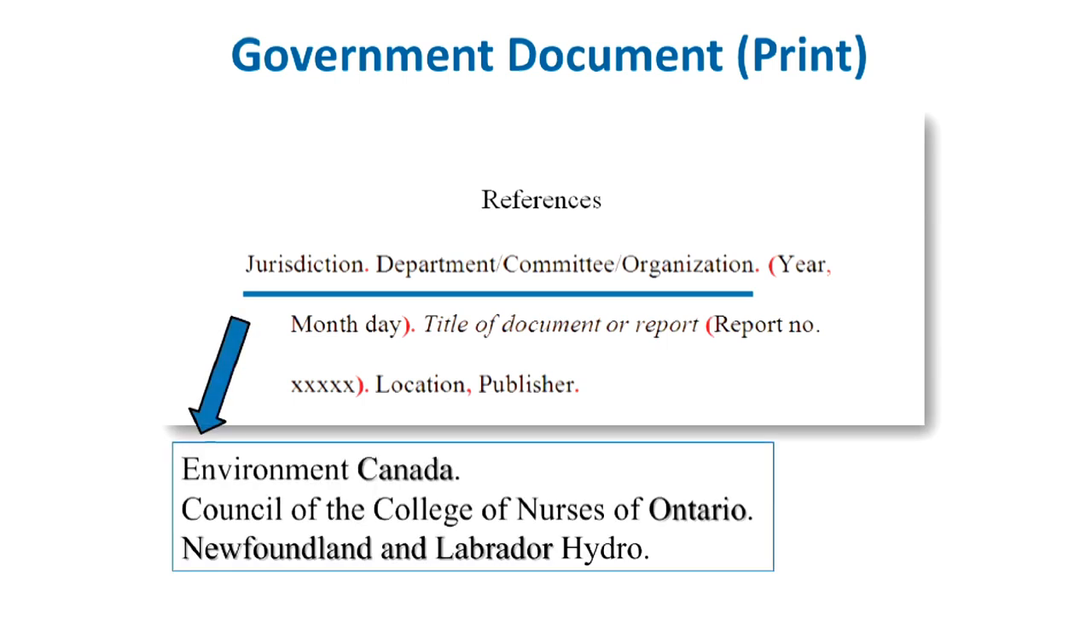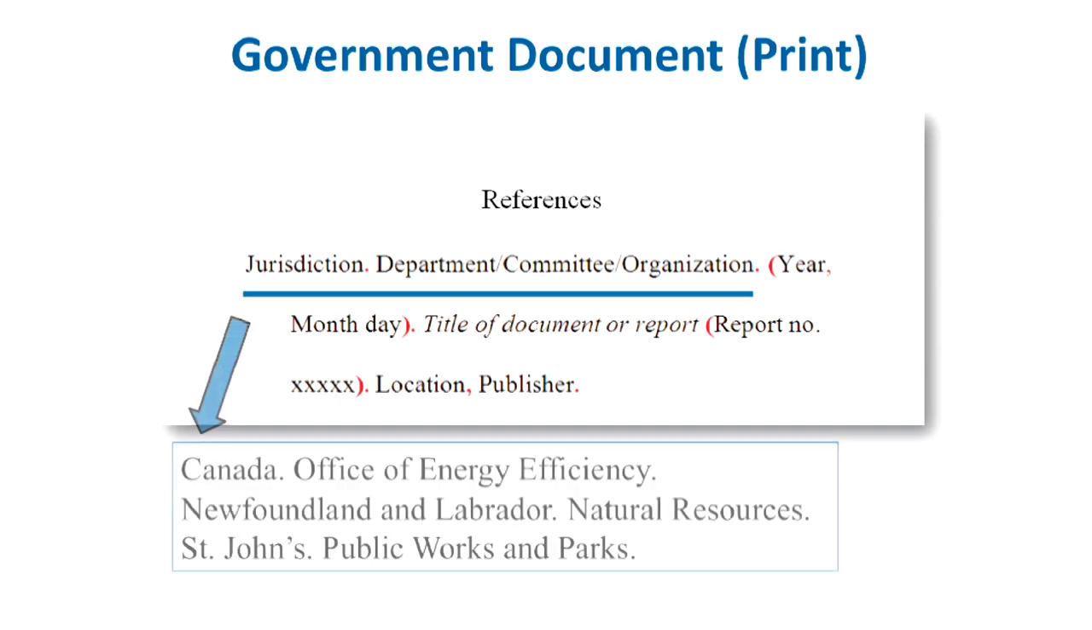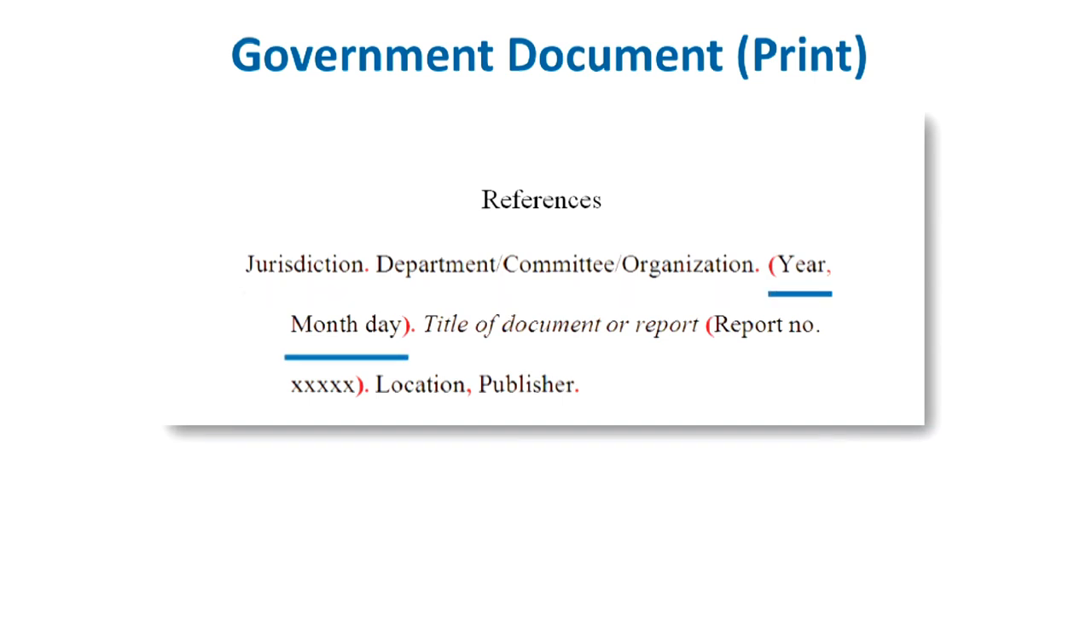For example, Environment Canada, Council of the College of Nurses of Ontario, or Newfoundland and Labrador Hydro would be sufficient, because it's obvious from their name what the jurisdiction is. If it's not apparent, then state the country, province, or city, followed by the name of the department. In parentheses, put the publication date, then the title of the document in italics.